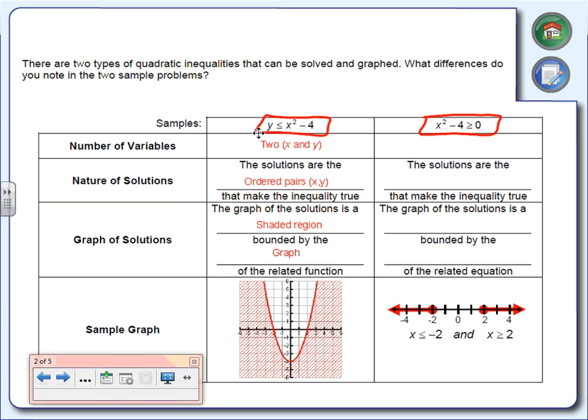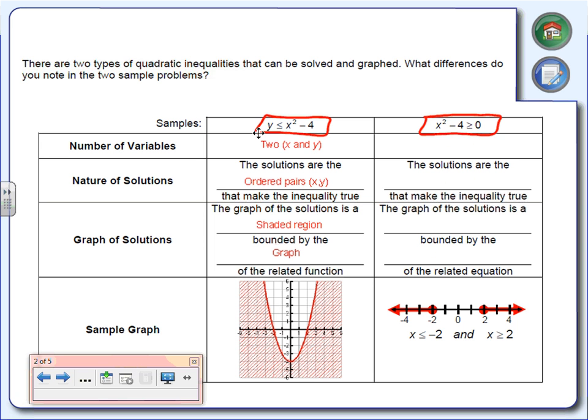In other words, any ordered pair that I pick, as long as it falls within this shaded area, would represent a solution to our inequality. And there's lots of them. So the graph itself is the solution. It's impossible for us to list every ordered pair. So we just use the graph.